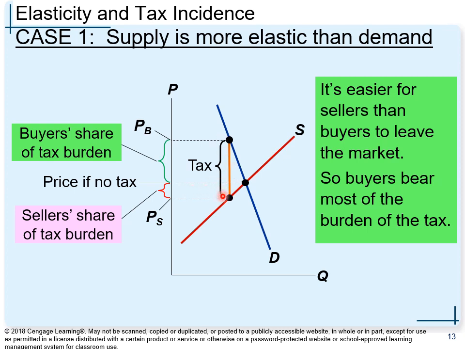Why? Well, think about it. Since the supply is more elastic than the demand, sellers are more able to respond to the price drop, right? So they will not have to absorb that price drop as much as consumers that have a less elastic demand curve. Yes. So whenever we have this situation when supply is more elastic than demand, then buyers will pay a higher share of the tax burden than sellers.